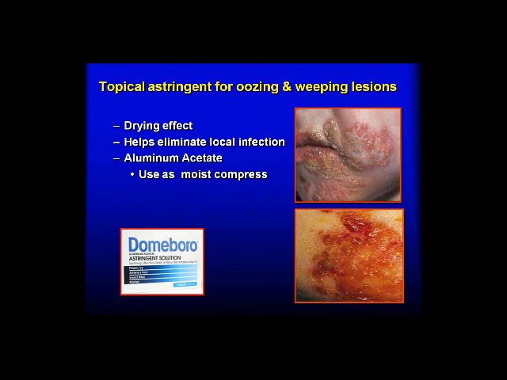Astringents, I use this if I have oozing, weeping lesions. I have them dissolve a packet of Domeboro in water. I have them put it in gauze or a washcloth, and I have them apply it to the area 15 minutes three times a day. It has a drying effect. It helps eliminate the local infection, and aluminum acetate can be used as a moist compress. Again, a short term, just dry those wet lesions and then apply your topical corticosteroids.